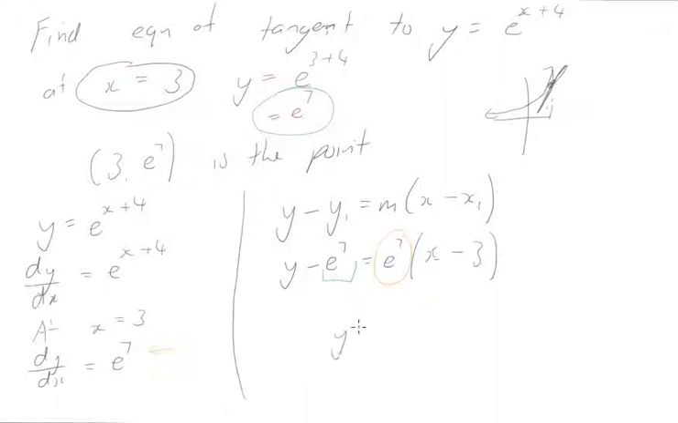We'll say that y equals e to the 7 x minus 3e to the 7 plus e to the 7, so from that other side. So y equals e to the 7 x minus 2e to the 7. Okay, so my gradient is e to the 7 there. My y-intercept would be minus 2e to the 7, whatever that is. That's my equation of the tangent on my curve.